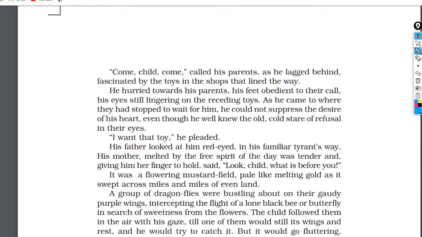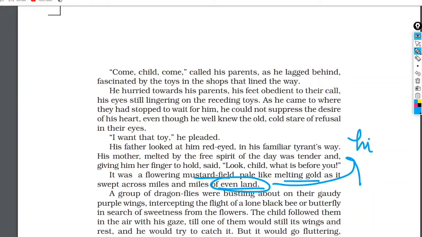Let us see, my dear children. It was a flowering mustard field, pale like the melting gold as it swept across the miles and miles of even land. ये जो हम, the particular place that we are talking about, ये जो land था, एक तो होता है highland. Highland का मतलब क्या है? Hill area. Highland का मतलब है hill area.